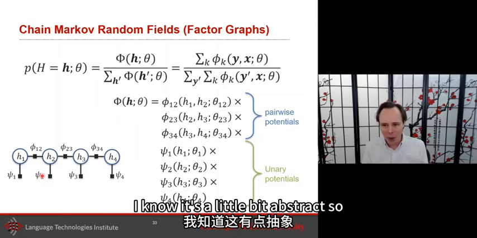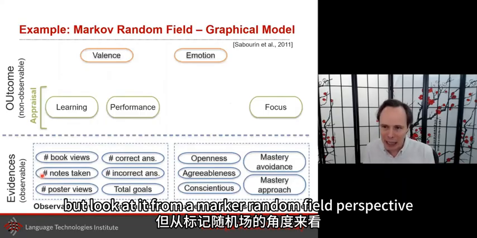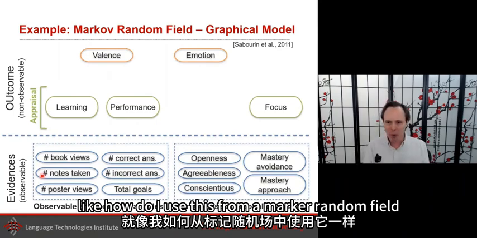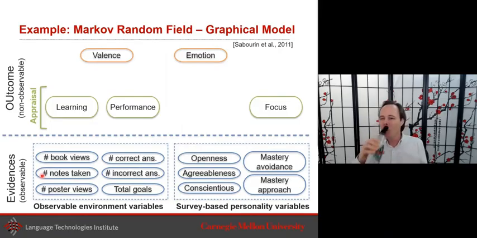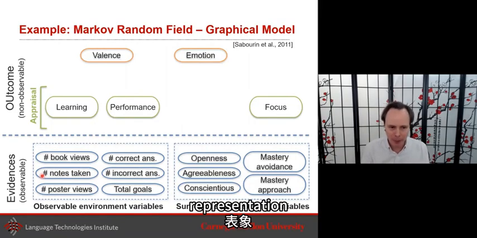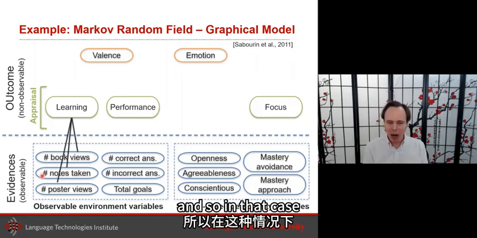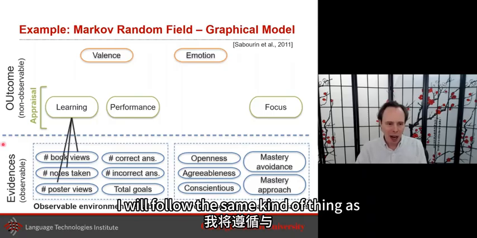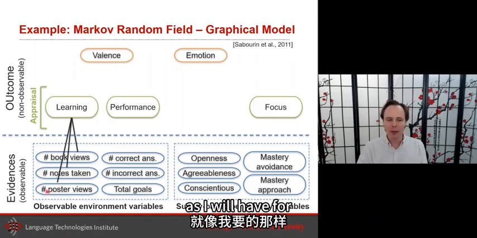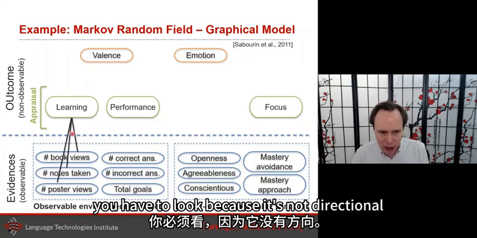And so I know it's a little bit abstract, so I would like to revisit our example, but look at it from a Markov random field perspective. How do I use this from a Markov random field? How do I do it? And I will start doing it with a graphical model representation where things can only be pairwise connected. And so in that case, I will follow the same kind of thing as I will have for a Bayesian network. But the difference here, you have to look, because it's not directional, it's both ways.